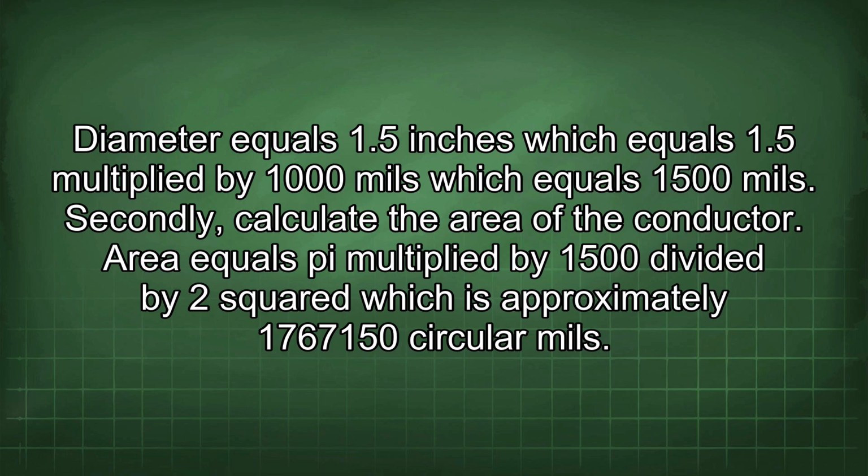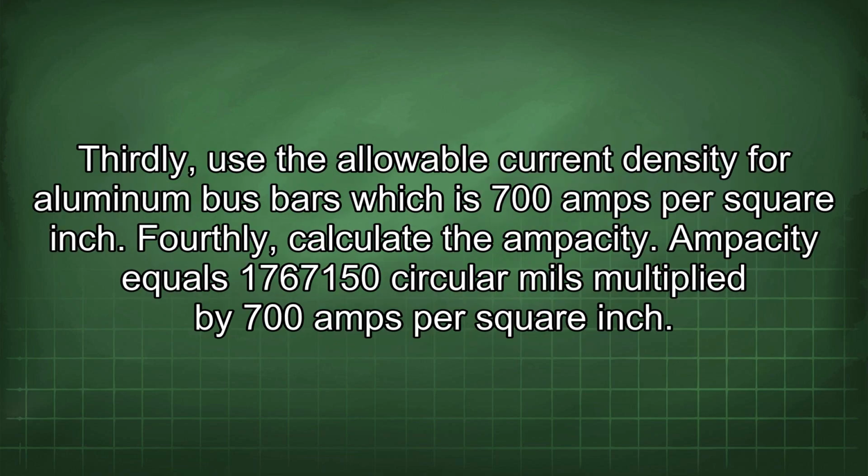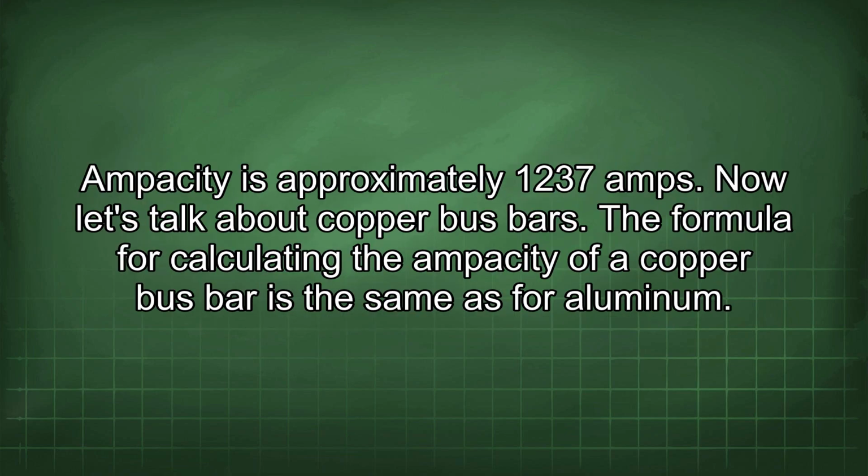1,767,150 circular mils. Thirdly, use the allowable current density for aluminum bus bars, which is 700 amps per square inch. Fourthly, calculate the ampacity. Ampacity equals 1,767,150 circular mils multiplied by 700 amps per square inch. Ampacity is approximately 1237 amps.